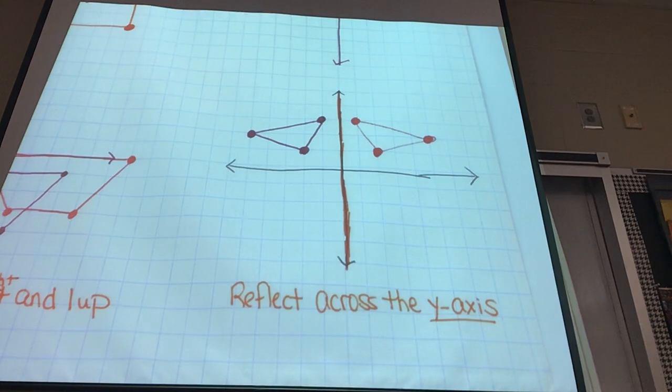Oh no. So, you should have the same shape, just reversed on the opposite side. So it's not that difficult. Just count.